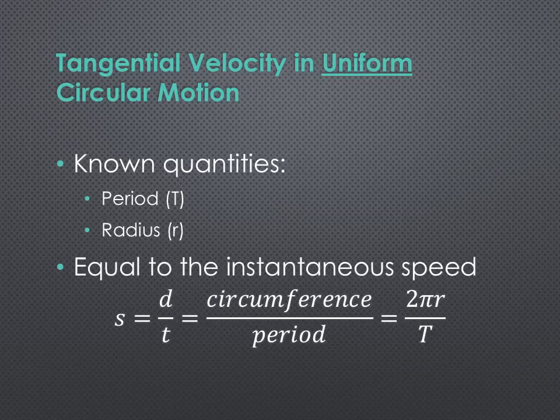So here's the derivation of that. The instantaneous speed is equal to 2 pi r over the period. Now, this is also going to be equal to your tangential velocity magnitude. The direction is in the name, it's tangential.